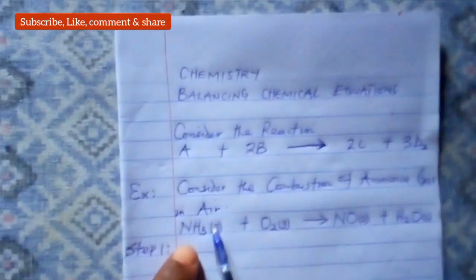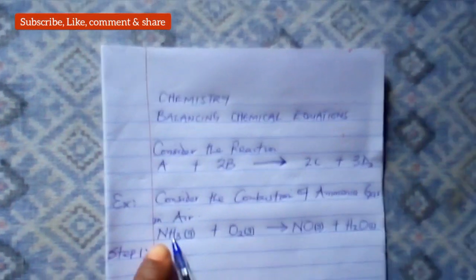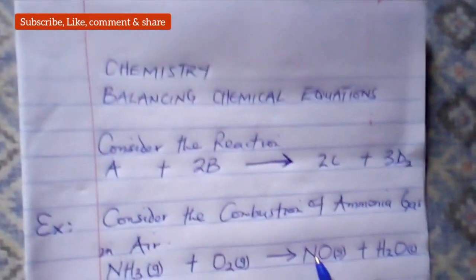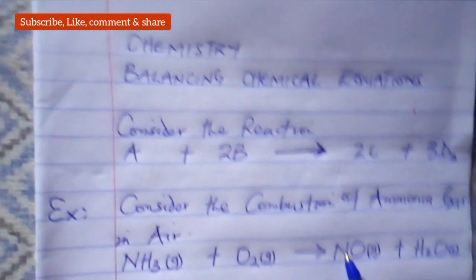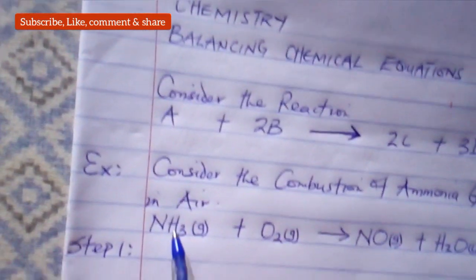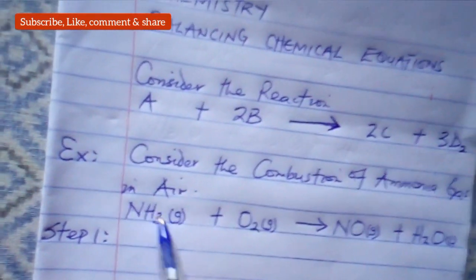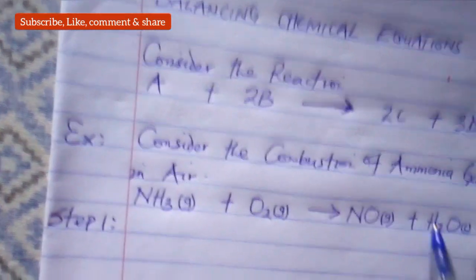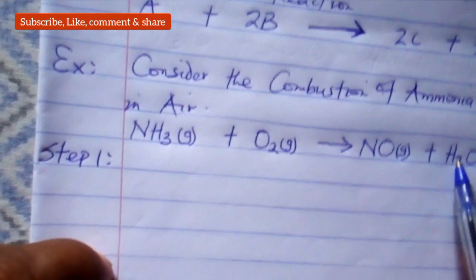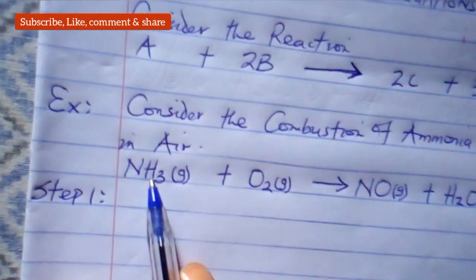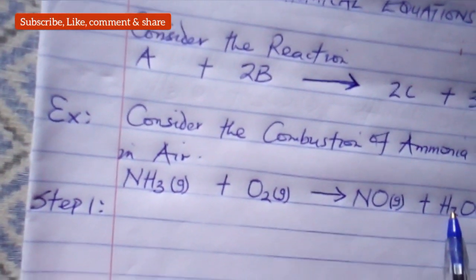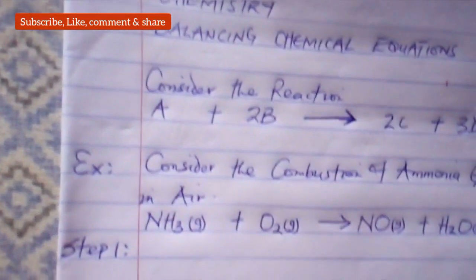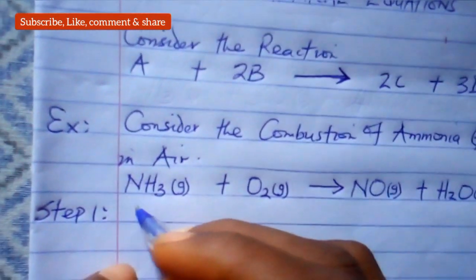So let's compare nitrogen. Nitrogen on the left hand side, we have 1. Nitrogen on the right hand side, we have 1. So it is balanced. Hydrogen here, we have 3. Hydrogen here, we have 2. So there is a lapse. It means it is not balanced. 3 hydrogen, 2 hydrogen. So we have to alter by using numbers. So permit me to do this.